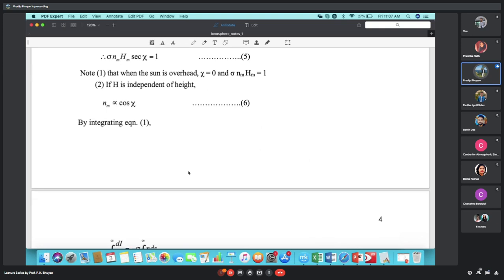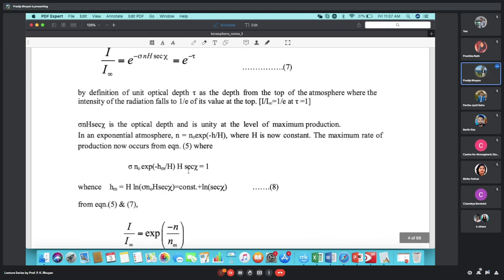So from this equation 5, if I put this N naught instead of N, then sigma N naught exponential hm by H secant chi. So this is at the height of maximum, where hm is equal to H log of sigma N naught H secant chi, which is a constant plus log of secant chi. You can break these terms within the parenthesis. Sigma is constant, N naught is constant, H is constant, so all this multiplied is a constant term, and what you have is only log of secant chi. So hm is equal to constant plus log of secant chi.